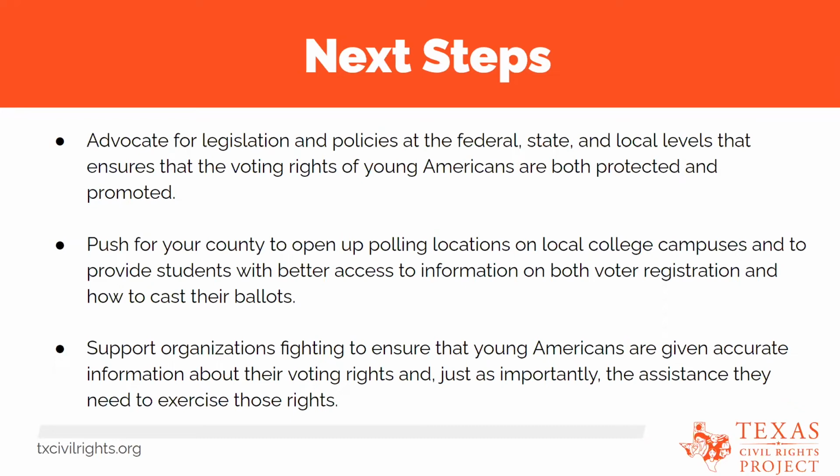Well, one, we can advocate for legislation and policies at the federal, state, and local levels that ensure the voting rights of young Americans are protected and promoted. In Texas specifically, you can urge county commissioners to open up polling locations on local college campuses and to provide students with better access to information on both voter registration and how to cast their ballots. And finally, you can support organizations fighting to ensure that young Americans are given accurate information about their voting rights, and just as importantly, the assistance they need to exercise those rights.